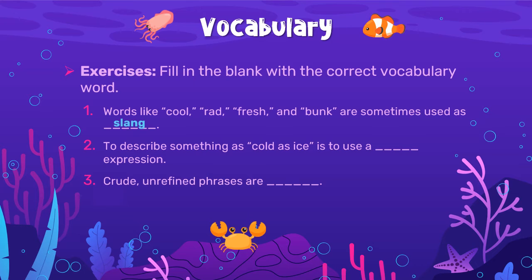Number 1, words like cool, rad, fresh, and bunk are sometimes used as slang, just by certain groups of people. It's not words that are really in the dictionary for you to use. Number 2, to describe something as cold as ice is to use a trite expression. Number 3, crude, unrefined phrases are vulgar.